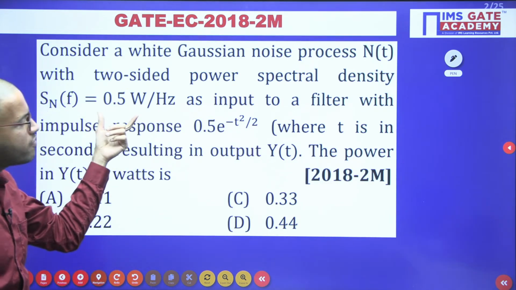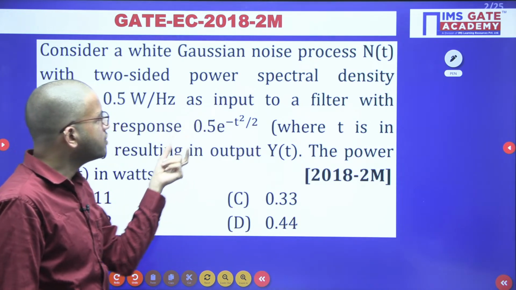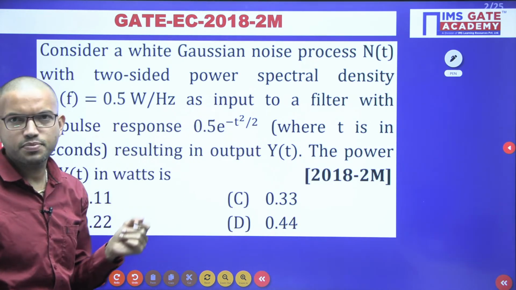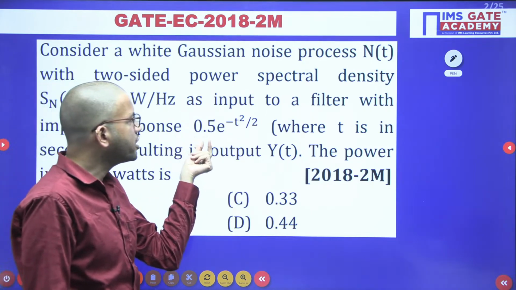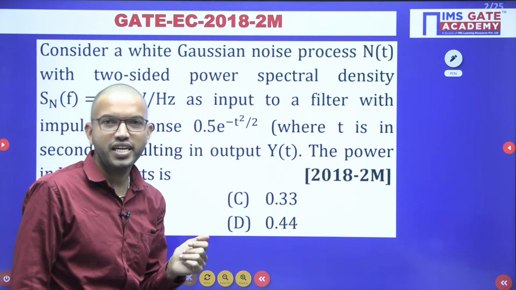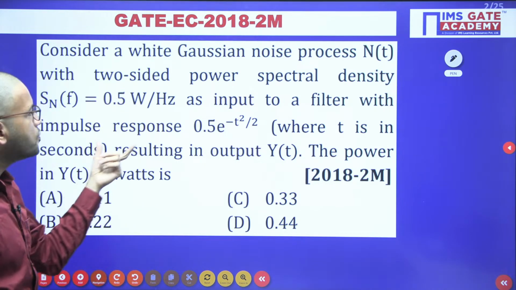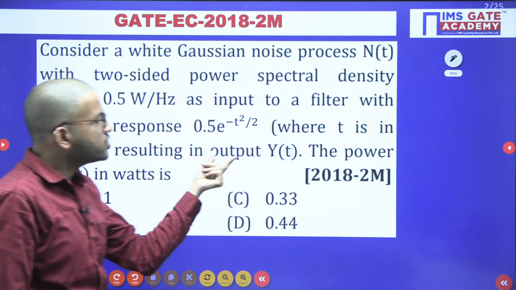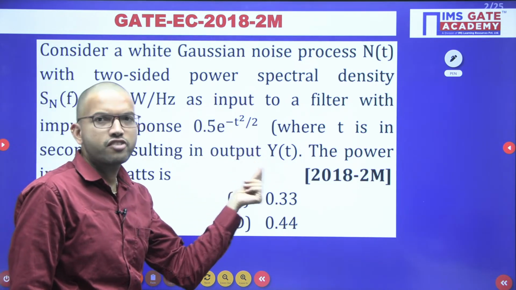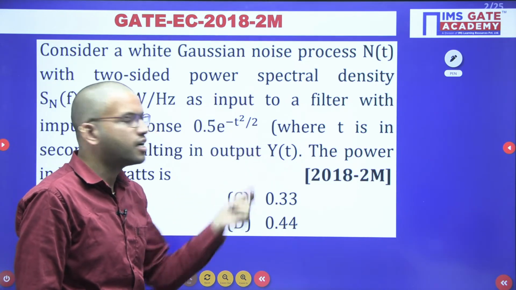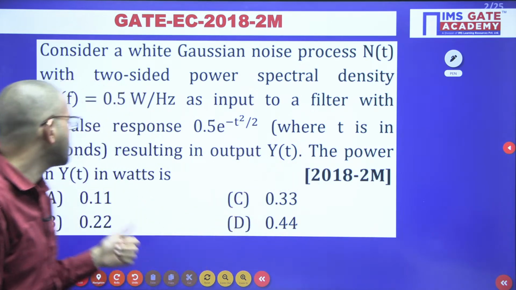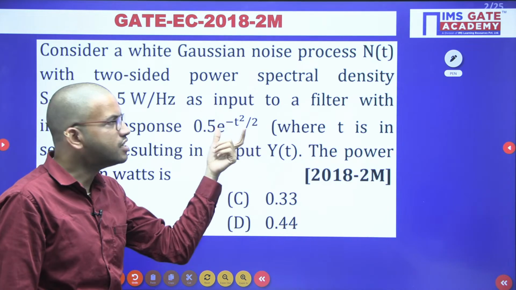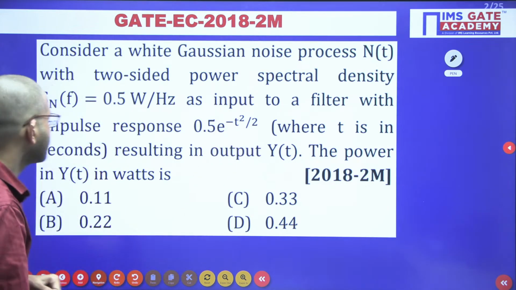Now this power spectral density is given as input to a filter with the impulse response 0.5 into e power minus t square by 2. At the output of the filter you get the output, which they have represented as y of t. Regarding this output, they are asking for the corresponding power. How much power do you get at the output of this filter? That is the question.